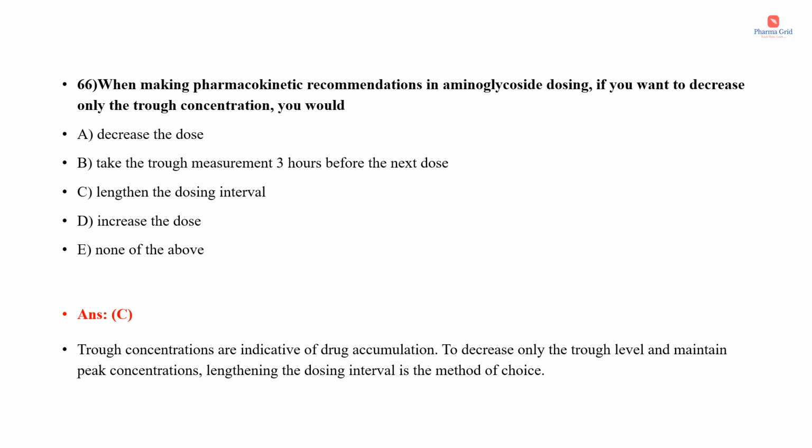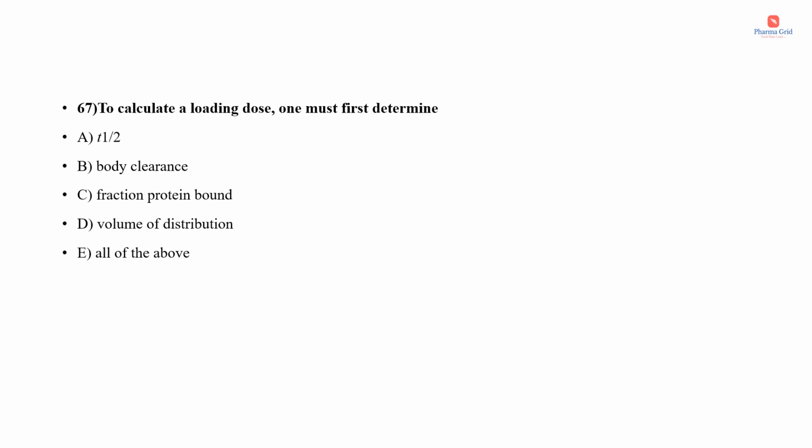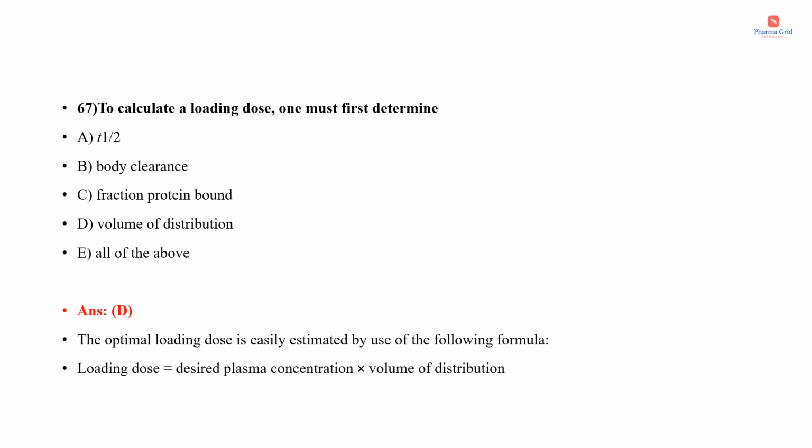To calculate a loading dose, one must first determine the, options are: T half, body clearance, fraction protein bound, volume of distribution, all of the above. Here the correct answer is option D, that is volume of distribution. The optimal loading dose is easily estimated by using the following formula: loading dose is equal to desired plasma concentration times volume of distribution.